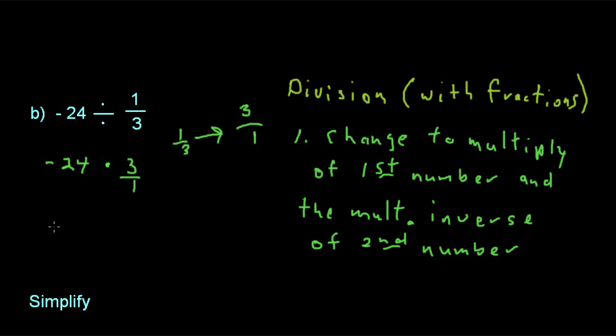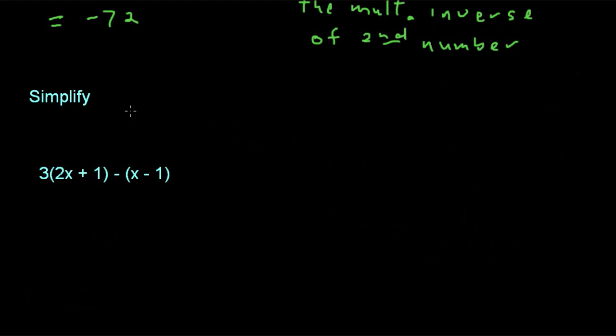And now, since 3/1 is simply just 3, we don't need the 1 in the denominator. And now we're going to multiply those two numbers. 24 times 3 is 72, and we have different signs, so our product will be negative 72.